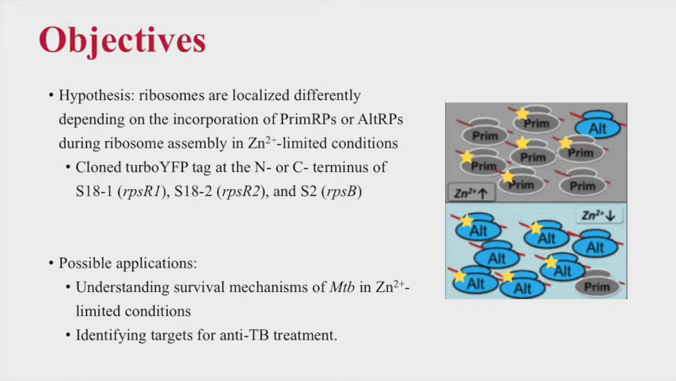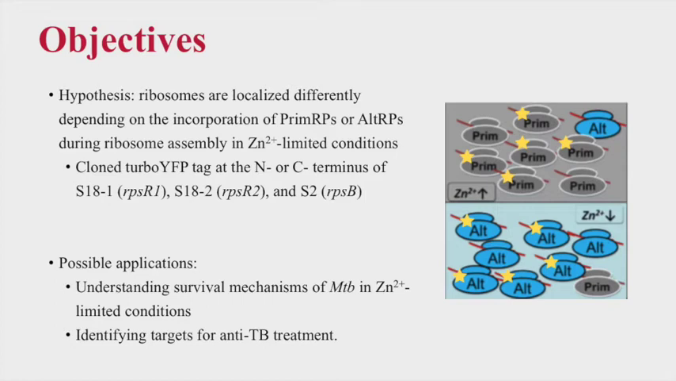Additionally, we cloned a turbo-YFP tag at the N or C terminus of core ribosomal protein S2 present in both primary and alternative ribosomes. The fluorescent tag allows visualization by fluorescence microscopy. Our research has a variety of possible applications, including understanding survival mechanisms of MTB in zinc-limited conditions and identifying potential targets for anti-TB treatment.